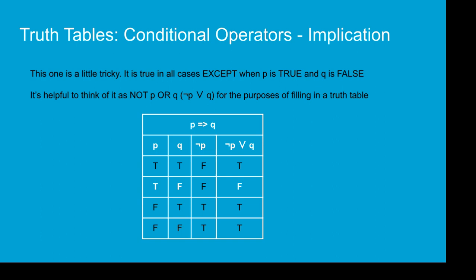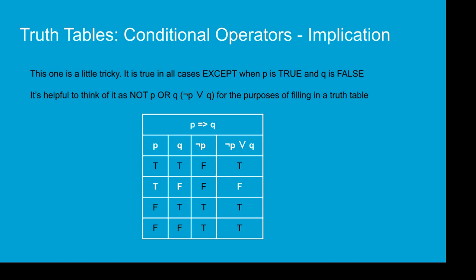If P is false, it doesn't matter what Q is. It doesn't mean anything. The only thing the implication tells us is that if P is true, Q must also be true. All right? If P is true, Q must also be true. And if that's not the case, then this implication does not hold up.